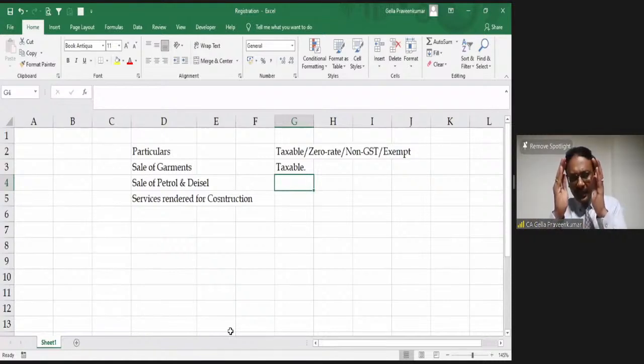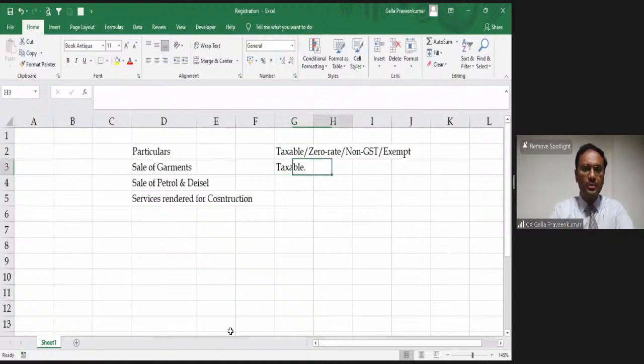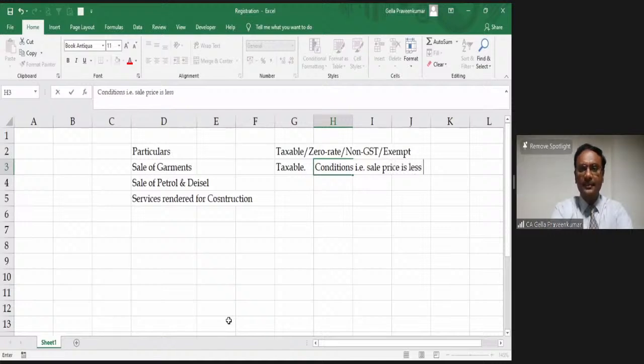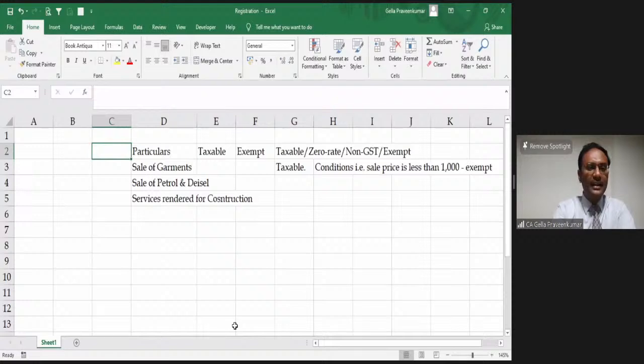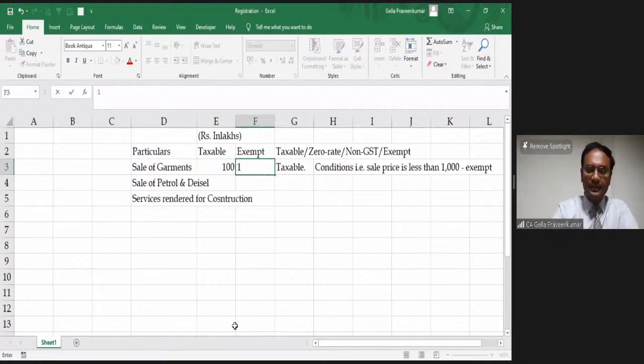So, my sale of garments is taxable by virtue of certain conditions. That is, when the sale price is less than 1000, then it is exempt. Now, sir, if I have my sale of garments, I'll put it this way: taxable, exempt. On the left hand side, we will do aggregate turnover at a later point in time. Now, taxable, I'll put the amount in rupees in lakhs. Taxable activity, I have 100 lakhs, and exempt activity, say 10 lakhs, 15 lakhs.